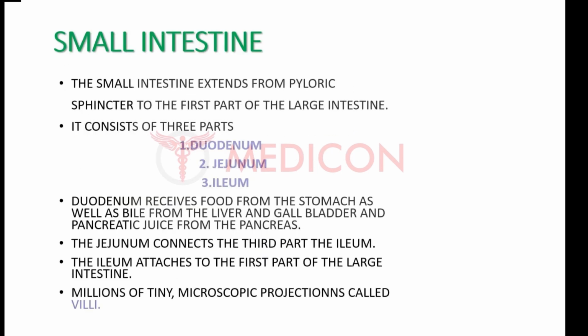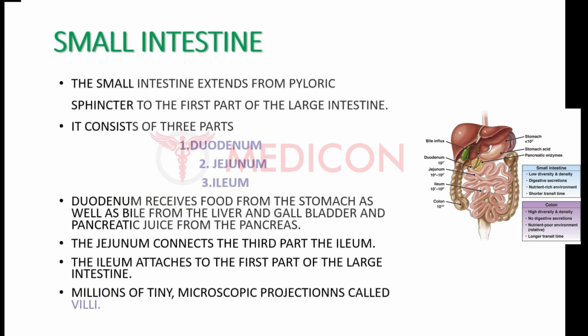Small intestine. The small intestine extends for 20 feet from the pyloric sphincter to the first part of the large intestine. It has 3 parts. The duodenum, only 1 foot in length, receives food from the stomach as well as bile from the liver and gallbladder and pancreatic juices from the pancreas. Enzymes and bile help to digest the food before it passes into the second part of the small intestine.